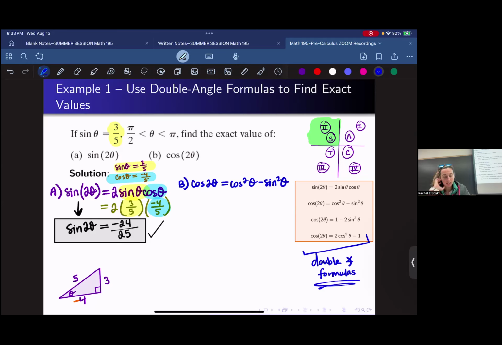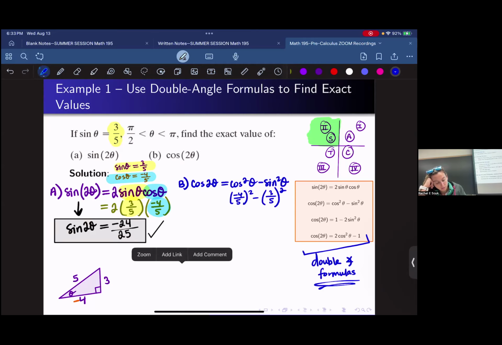Okay, and now let's do some plugging in. Our cosine theta is -4/5, but now we're squaring it: -4 over 5 in parentheses squared. Our sine is 3 over 5, but we're squaring that. And so we get 16 over 25.